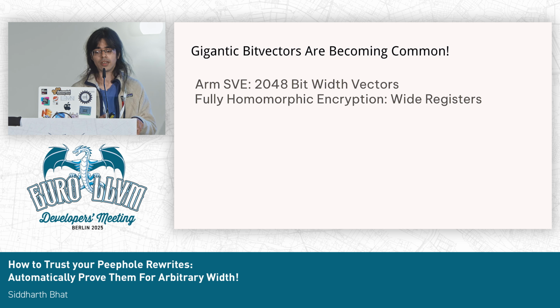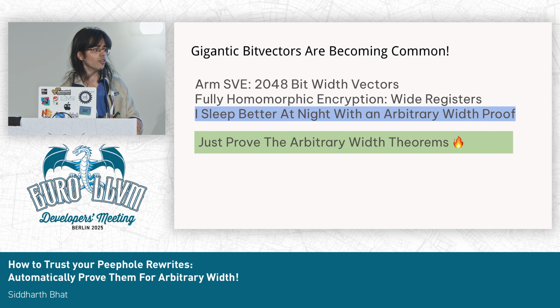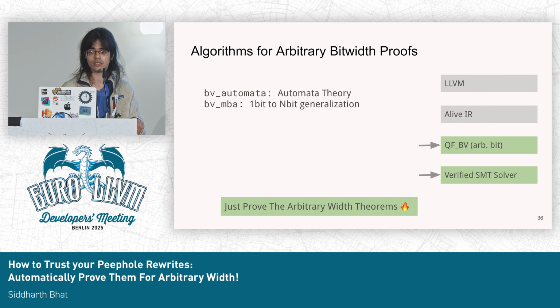The other thing is that people have started to use pretty gigantic bit vectors. Like SV has these 2048 wide vectors, and fully homomorphic encryption compilers also use really wide registers to store their polynomials. So I would sleep better at night knowing that these rewrites we do are actually proven correct for arbitrary width. So this once again tells us to just prove the theorems for arbitrary width. Don't fix your bit width to be 32 or 64 or whatever. Just actually try to prove it for all bit widths. Yes, I know this is undecidable, but as I heard somebody say today, most interesting problems are. So we're going to pick subsets of the problems that are actually solvable.